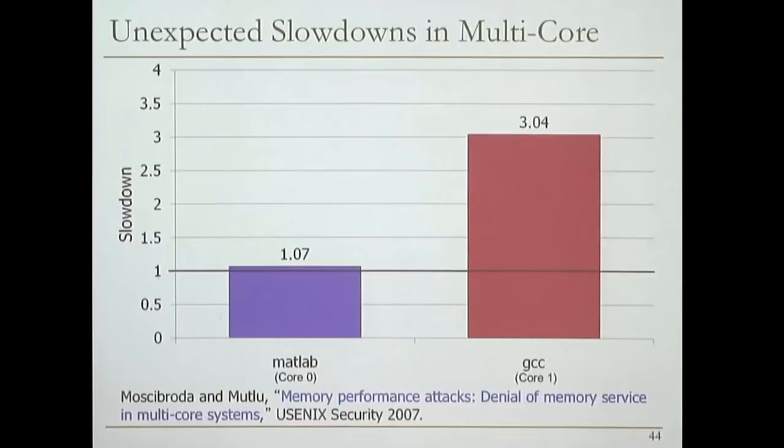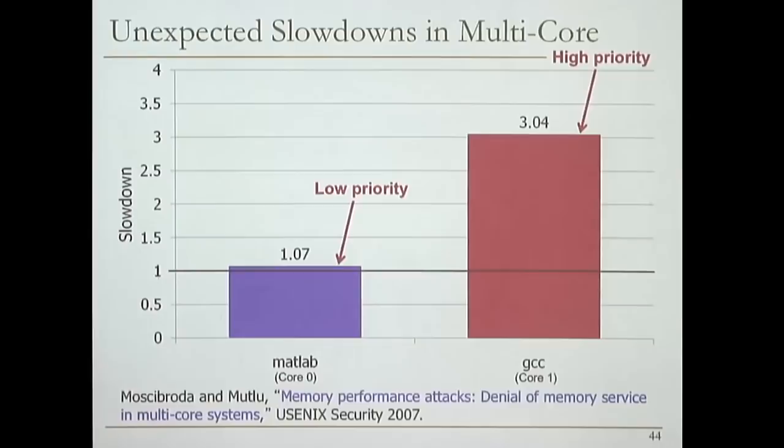is only 7% lower. Basically, MATLAB slows down by 7% if it's running together with GCC compared to when it's running alone. Whereas if you look at GCC, this poor guy slows down by 3x, three times, when you run GCC and MATLAB together. So you lose significant performance because you're running with MATLAB.